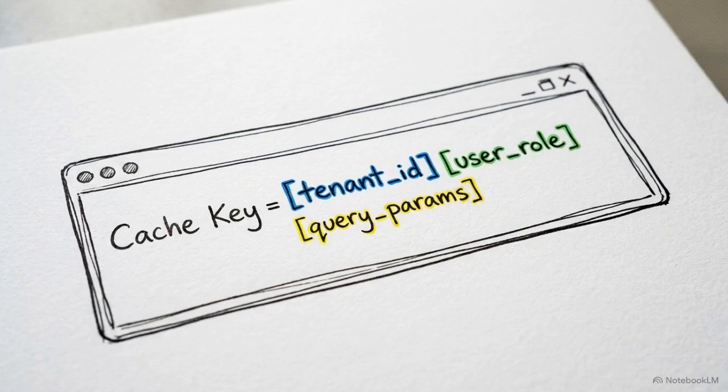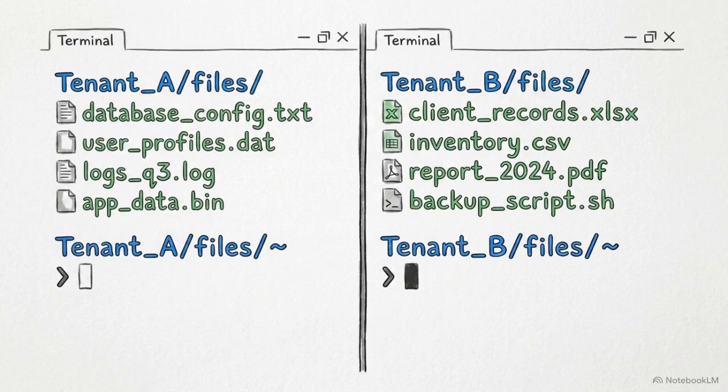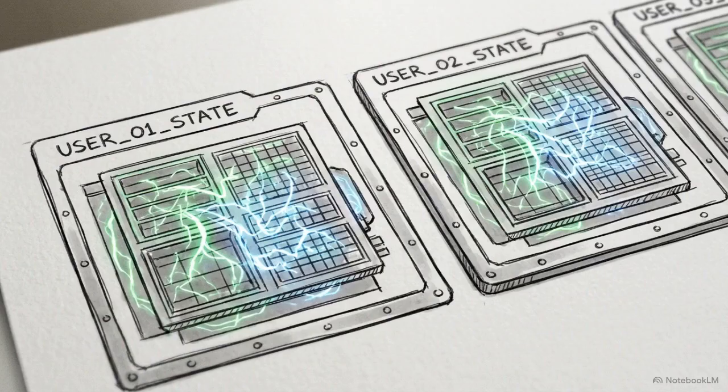By forcing the tenant ID, user role, and exact query parameters directly into the keystring, we guarantee total isolation within a multi-tenant platform. Correct key design acts as the primary logical boundary for data isolation, ensuring that even in a high-speed, shared memory environment, one user's state is never accessible to another.